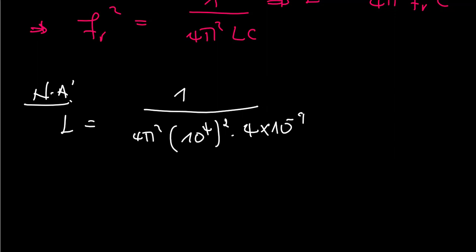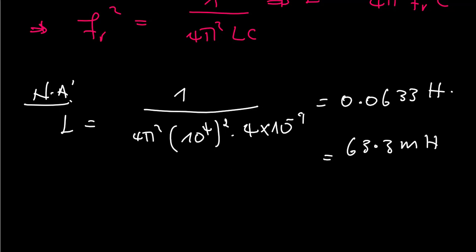It gives us the inductance to be 0.0633 henries. Okay, so in other words, it is 63.3 millihenries. So that's the inductance of the inductor.